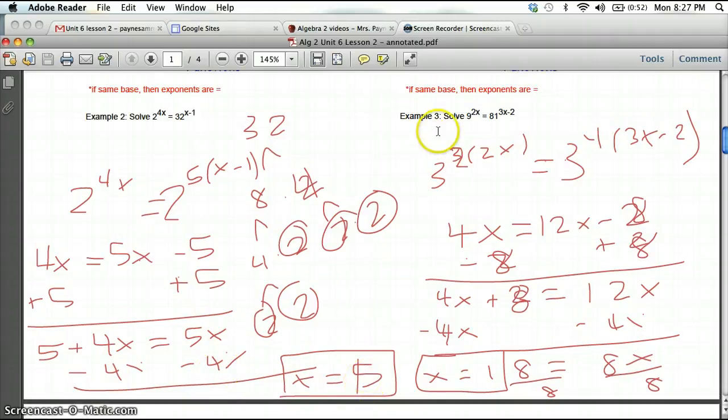Now let's look at example 3. Again, you've got 9 and 81. Both of those have 3 in common, so 3 to the second is 9. So 3 squared to the 2x, and 81 is 3 to the 4th. So 3 to the 4th to the 3x minus 2. We're just going to deal with our exponents. So 4x equals 12x minus 8. We add 8 to both sides, and you get 4x plus 8 equals 12x. Subtract 4x, and we get 8 equals 8x. Divide by 8, and x is equal to 1.